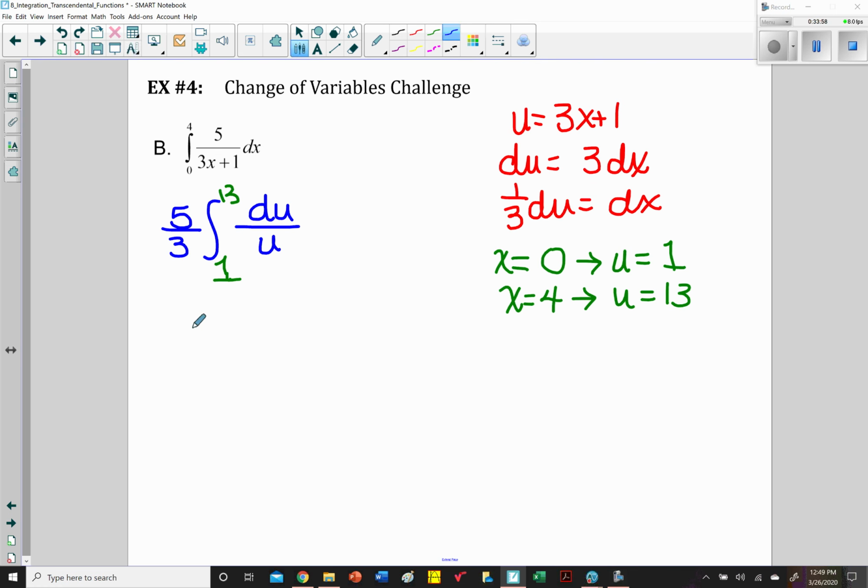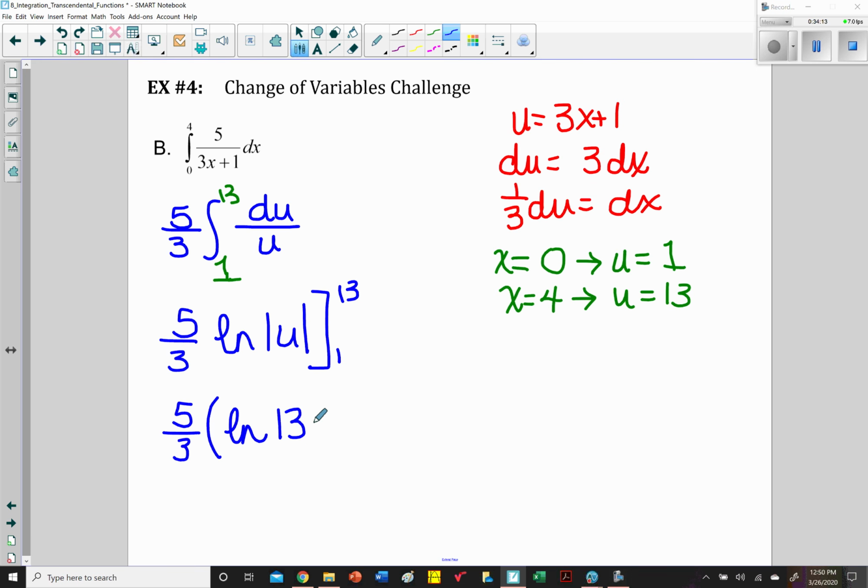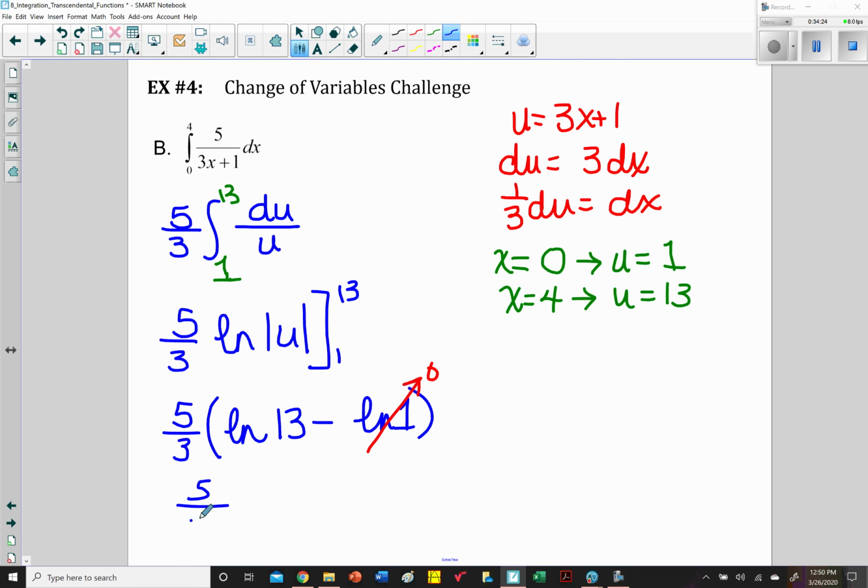That's natural log. Oh, this one should have been first. It was a lot easier than the other one. Natural log of u from 1 to 13. These values are positive, so we really don't need the absolute value bars. Natural log of 13 minus natural log of 1. But natural log of 1 is 0. So, end of the chapter. 5/3 natural log of 13. And we'll just stop there. Not sure what the decimal approximation is. If you wanted that, I guess we could figure that out.